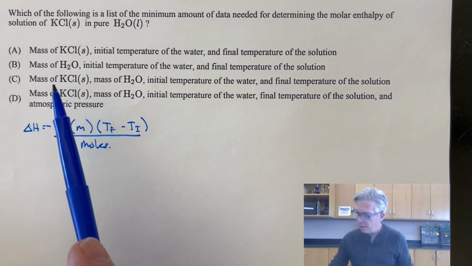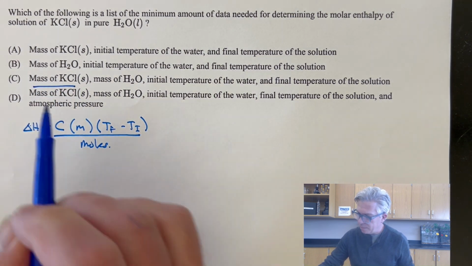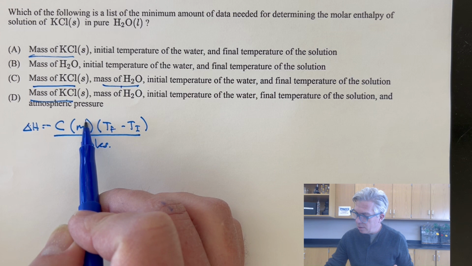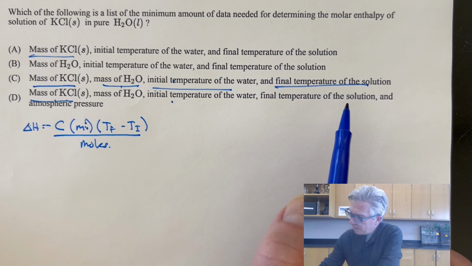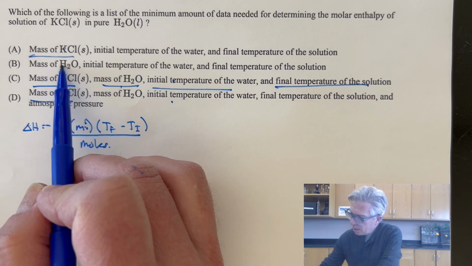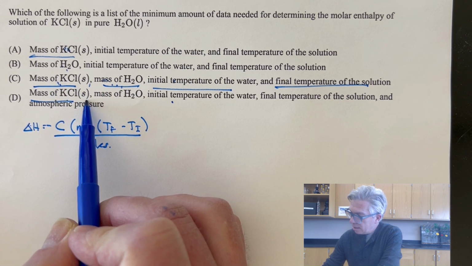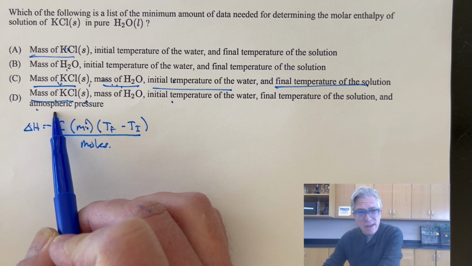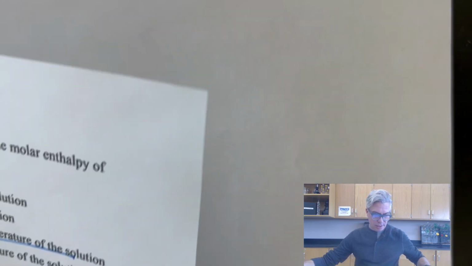So let's see, I'm going to need the mass of the KCl, which I'm going to convert to moles. So I do need that. Okay. I do need the mass of water. The total mass is going to go there. Initial temperature, final temperature. Okay. This one has one or the other, but not both. I do need both. So I'm looking down here at C and D. And the only difference between C and D is that this one includes atmospheric pressure. Do I need that? No, I don't think I need that. So that would be letter C for that. All right.